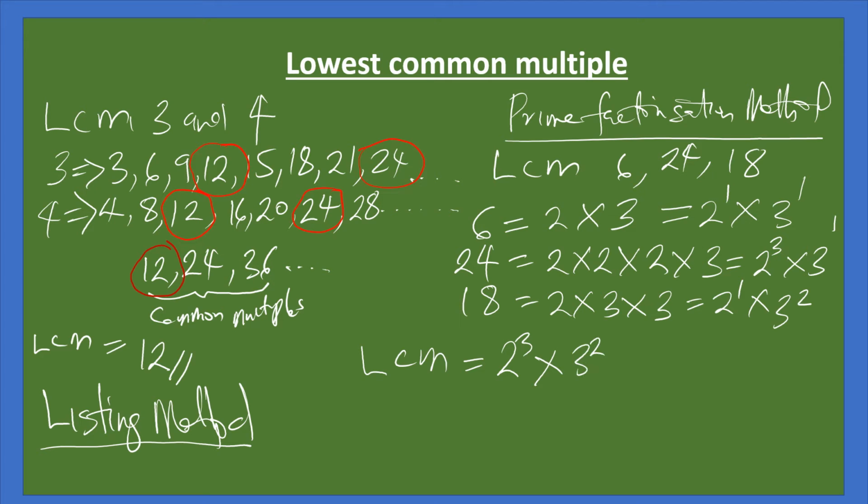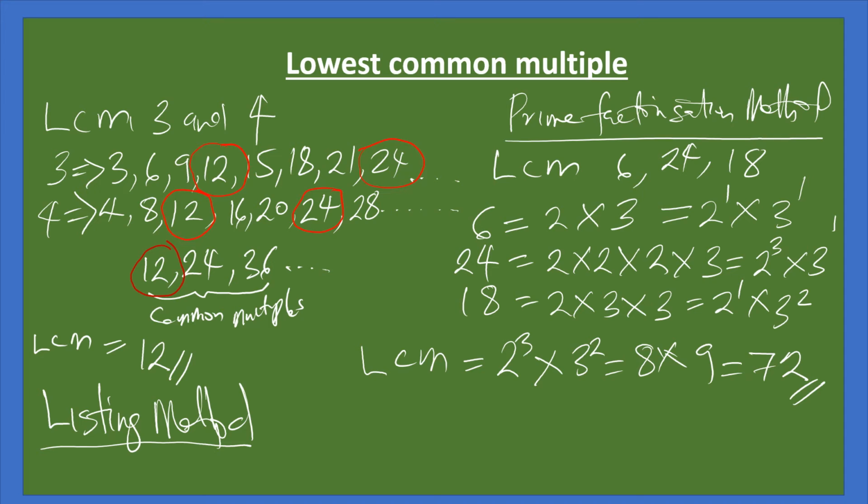2 times. So we now have 2 cubed times 3 squared, which is 8 times 3 times 3, which is 8 times 9. So the LCM is going to give you 72. So 72 is the LCM of 6, 24, and 18. If you multiply 6, 24, and 18, you can never have 72. That's why we say the LCM is not always a product of the given numbers.